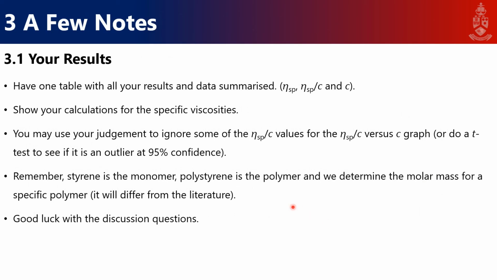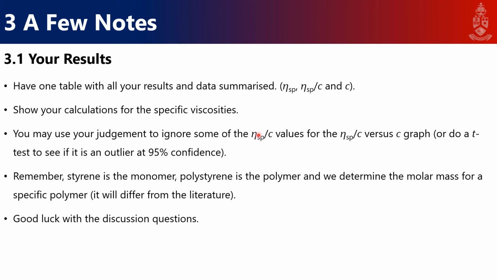Just a few notes on the results. What I would like you to have is your specific viscosity over concentration, as well as your concentration, all summarized within one table of data, please. And also you need to show your calculations for these values. So in other words, have an example calculation. You just need to show at least one example calculation. I don't need to see it for each one, but one example calculation, and then you list them in the table.